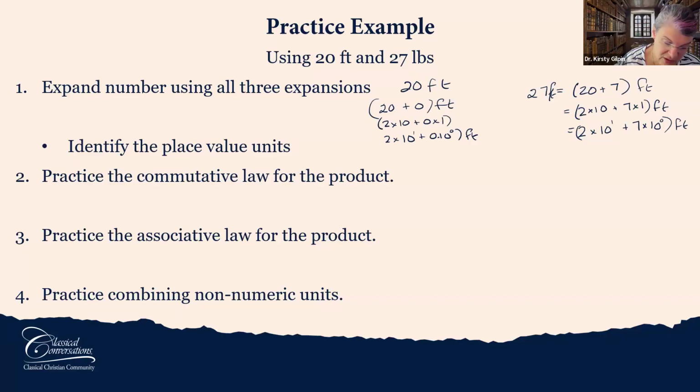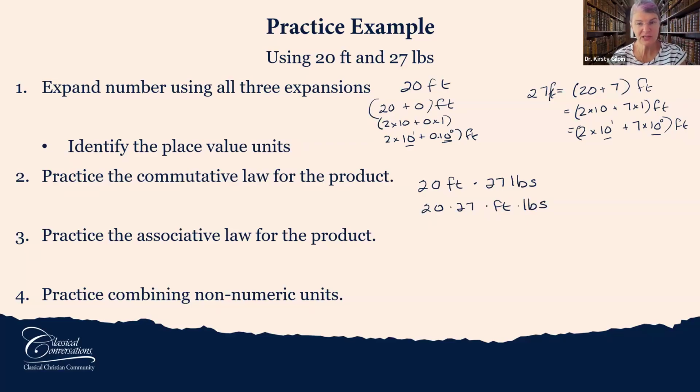And then ask your students, right? So what's my place value? Well, it's ones or 0th power of 10s and 10s, right? Ones and 10s. Those are my units for my place value. Then you could say, okay, let's look at the commutative law, right? So if I took 20 feet times 27 pounds, right? Can you rearrange it so your numbers are next to each other? Sure. So that's 20 times 27 times feet times pounds.